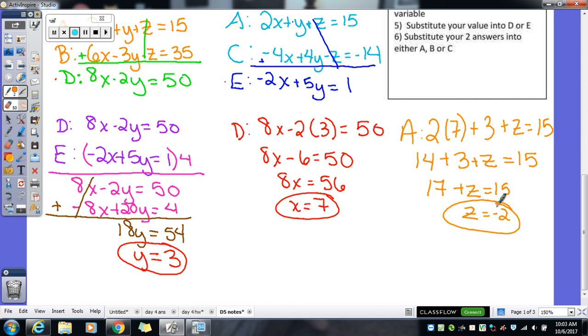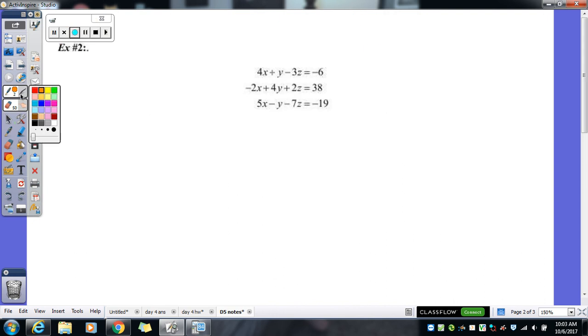All right. You ready to try another one? Yes, let's try another one. Okay, example number 2 on the next page. So again, first thing we're going to do is label A, B, and C. Yep. You only have 2 equations.